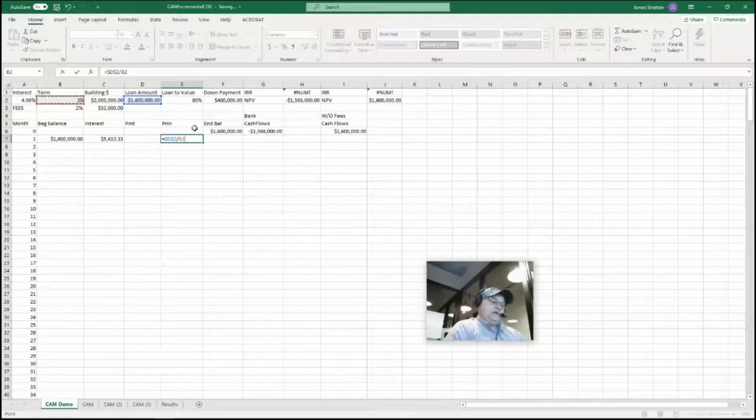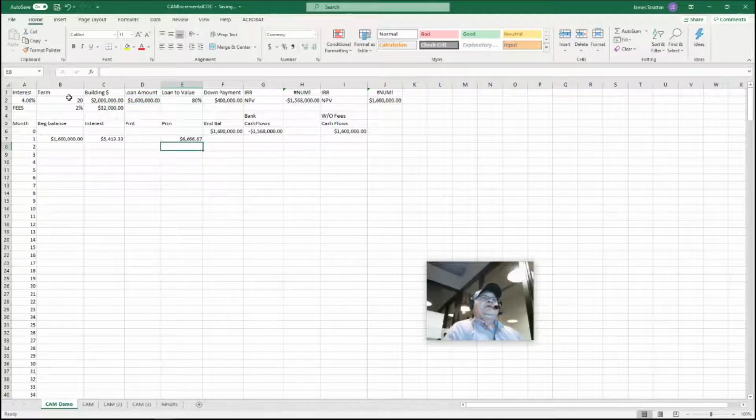I don't want to mess with that. Let's just put that in our parentheses. Okay, we're going to put that in parentheses. We're going to freeze it. All right. And then we're going to multiply that by 12 because we got to get that to 240 months. And there is our principal.